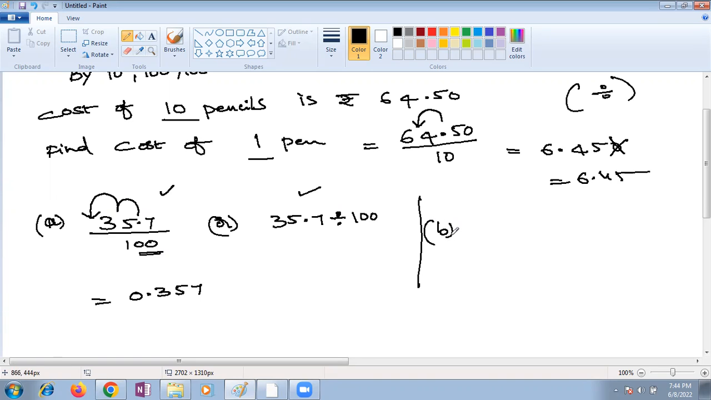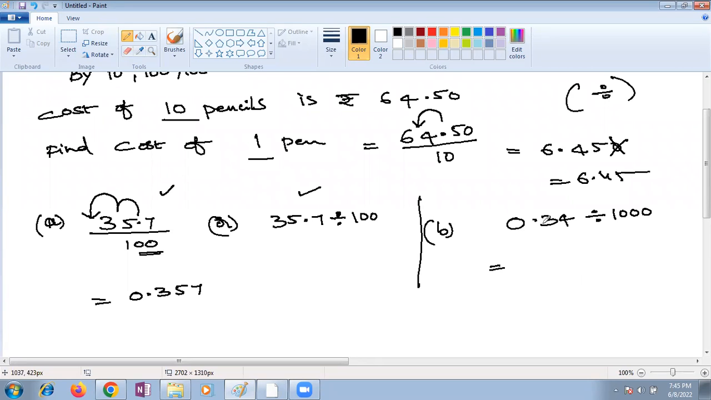Next question to students. You can place your answer in the chat box immediately, children. Now my question is 0.34 divided by 1000. Divide with 1000.